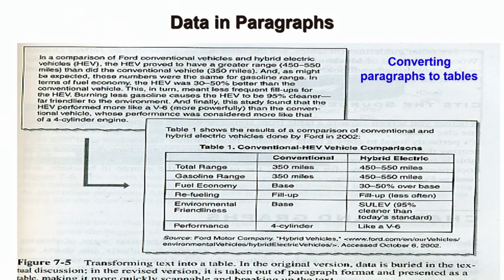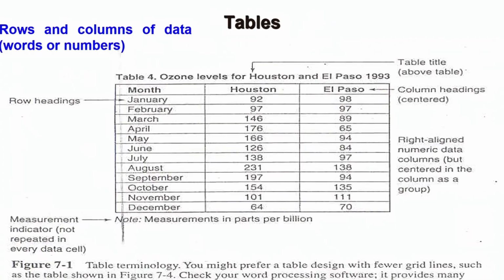Now we will discuss tables. Tables organize data into rows and columns. They allow readers to compare numerical values quickly. And tables are especially useful when presenting precise numbers or detailed data sets. A well-designed table makes the report easy to read. As we can see, the table title is always above the table.